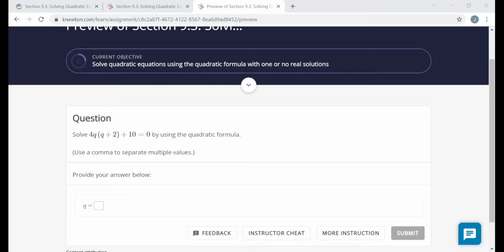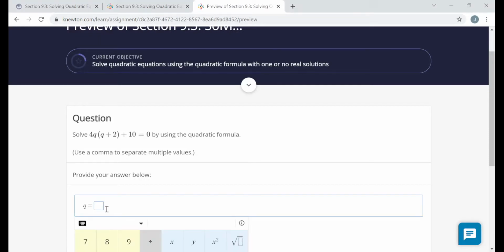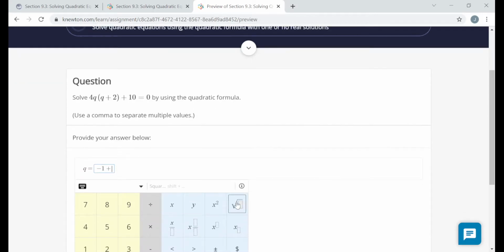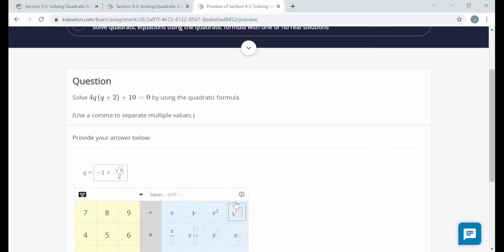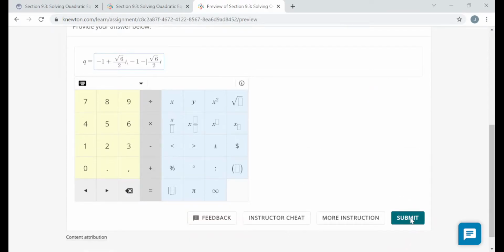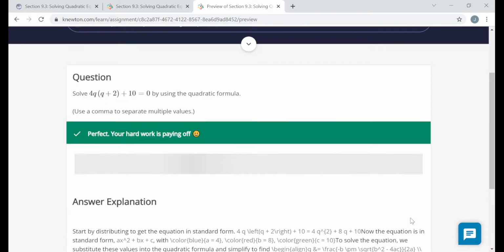And those are what I'll enter here. Right. Negative 1 plus the square root of 6, divided by 2, times i, comma, and then I'll just copy and paste and replace the plus in the middle with a minus. There we go. And those should be good. Wonderful.